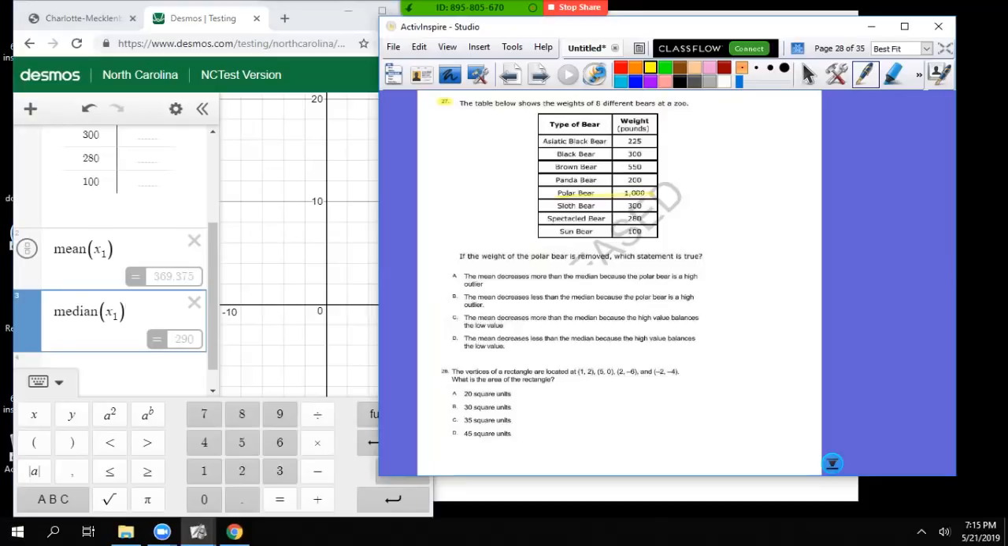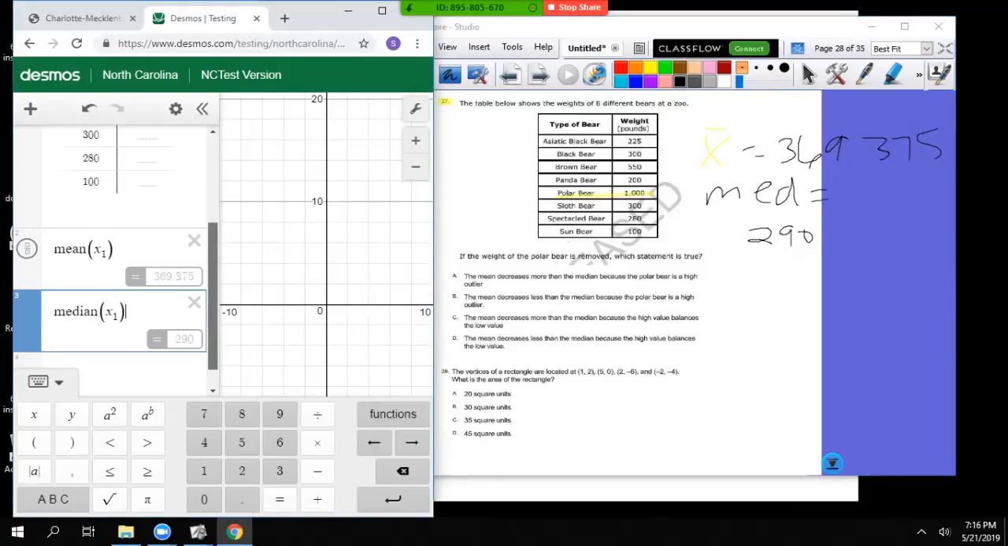Remember, I like to write my information down so it's easy to compare. So we have mean, so x bar is equal to 369.8, 0.375. And the median of the original data is 290. Now I want to know what happens when we remove or take out the polar bear.